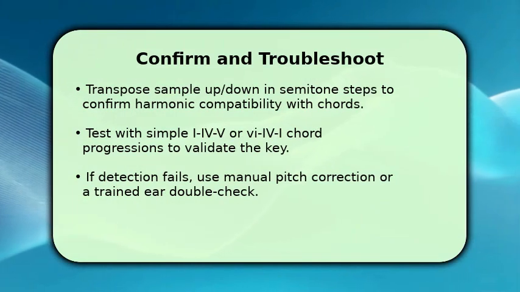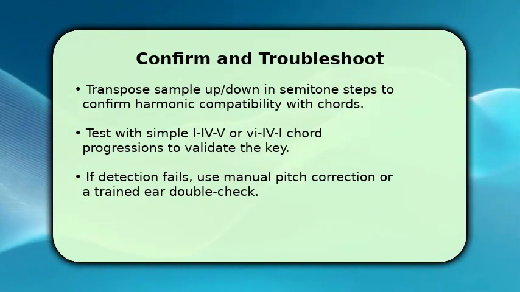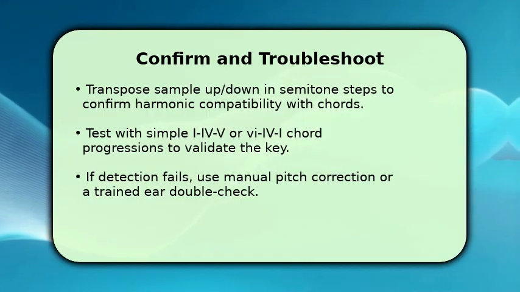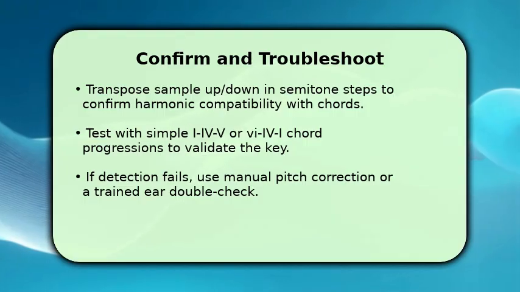Load a piano or chord instrument and play simple chord progressions, like I-IV-V or vi-IV-I, while the sample loops. Transpose the sample in semitone steps to find the best harmonic fit. Once you've matched chords and melody, lock that key as your sample key.